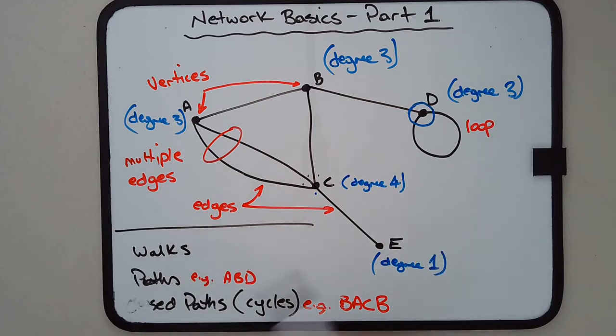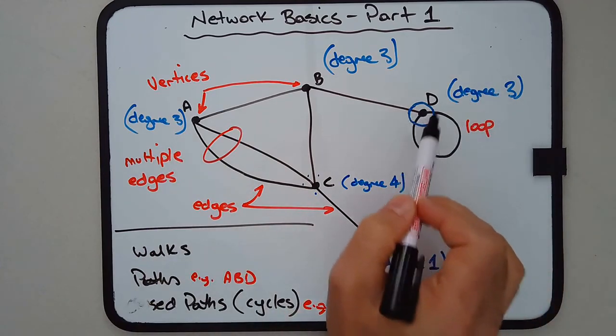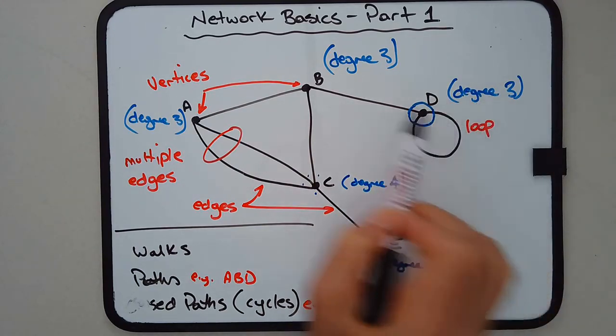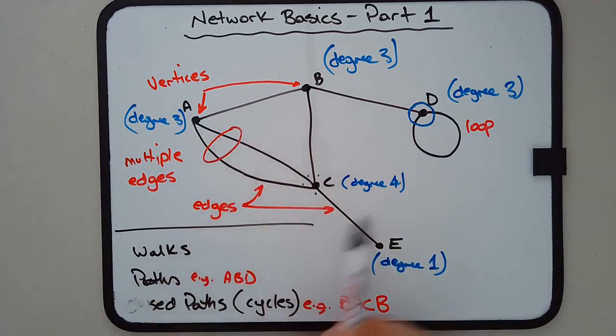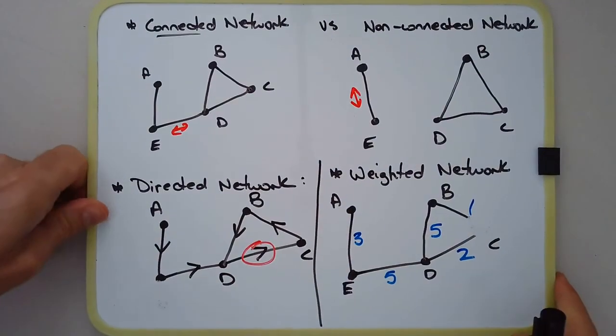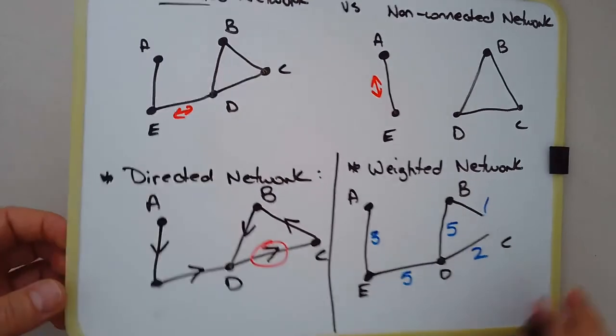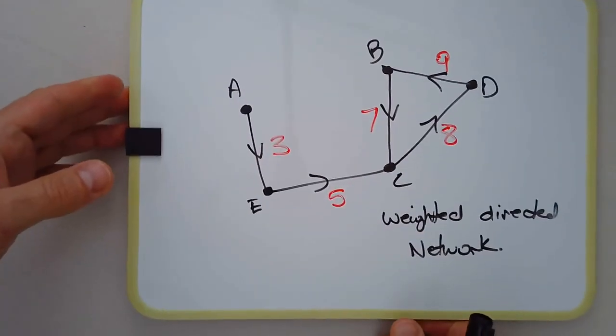Then we start to get into a bit more detail: loops, multiple edges, degrees, which is how many connections go in and out of a vertex. We talk about the relationship between the degrees of a network and the number of edges in that network. We saw that the sum of the degrees is double the number of edges. We talk about the idea of walks, paths, and closed paths, which are called cycles. Then we just spoke about connected networks, non-connected networks, directed networks, weighted networks, and weighted directed networks.